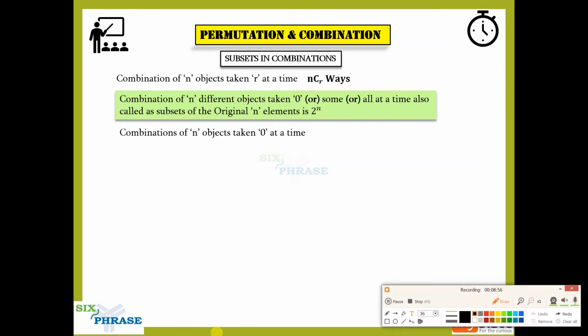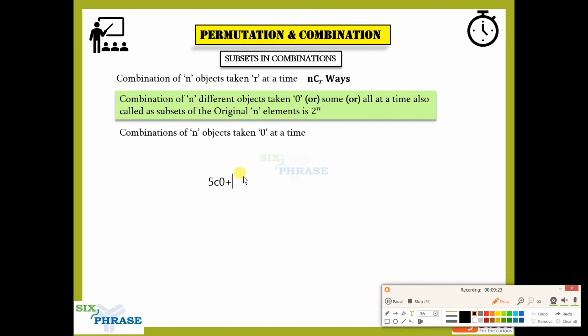So let us take this example. 5 objects taken 0 at a time, that is n objects taken 0 at a time, right? So n is 5 here. So it is 5C0. This is taking none. You're not taking anything at all. This can be done. 5C0 is 1, right? So you can do it in one way.